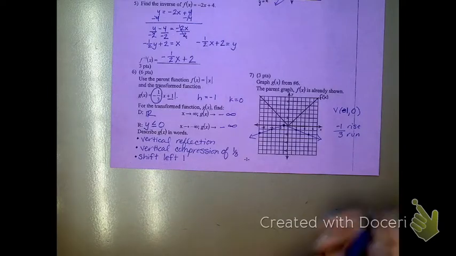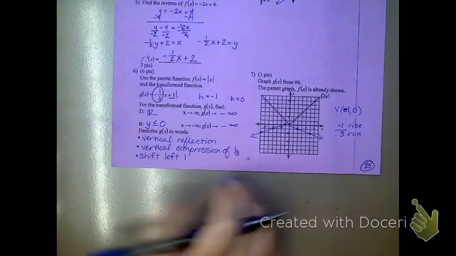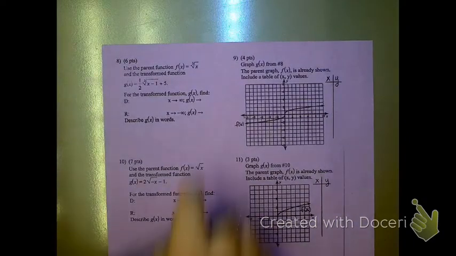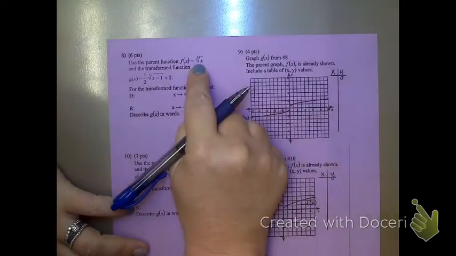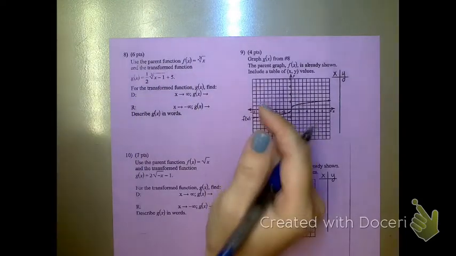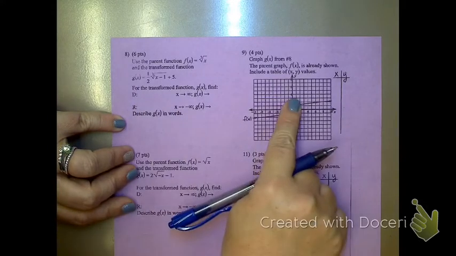All right, so on this front side was a grand total of 25 of your 50 points. So on the back side is going to be the other 25. All right, so use the parent function, f of x equals the cube root of x, and the transformation to talk about the transformed function and graph the transformed function.